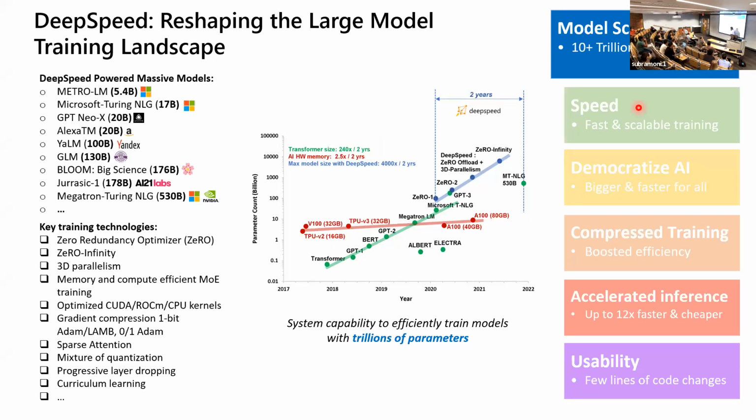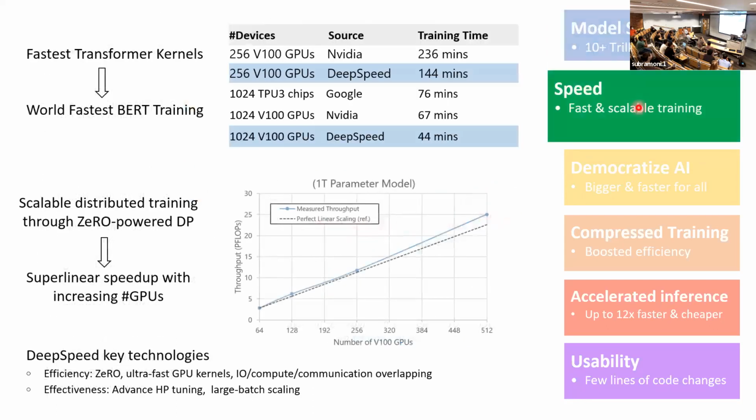So there's ZeRO, ZeRO-Infinity, and 3D parallelism, which means combining these. Then memory and compute efficient MoE training. We have several optimized CUDA and ROCm GPU-specific kernels, gradient compression, and sparse attention. So a bunch of really research-oriented as well as production-grade technologies inside DeepSpeed allow us to do this. So a question.